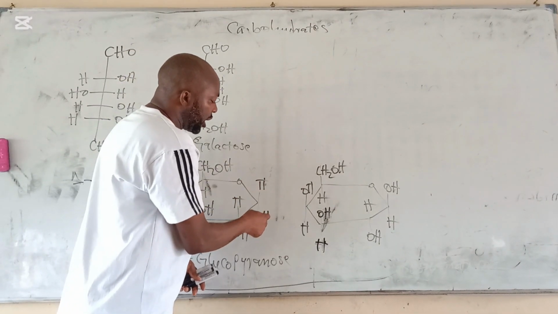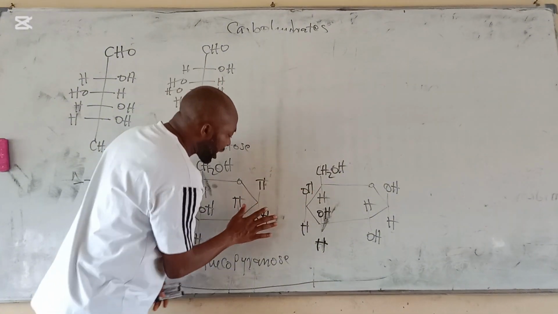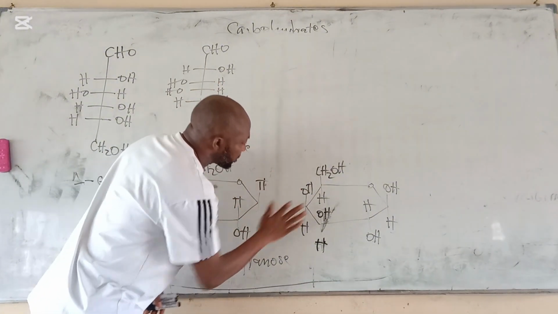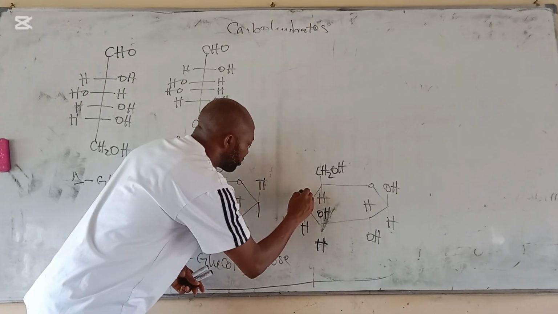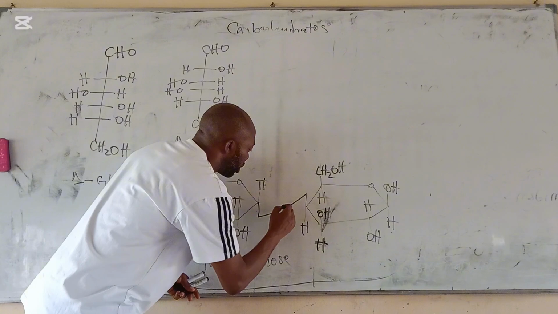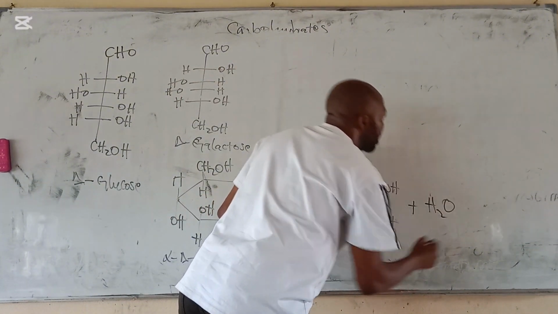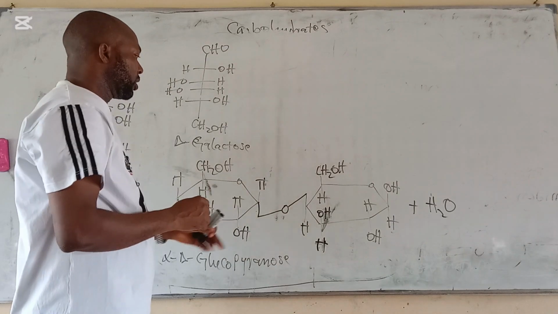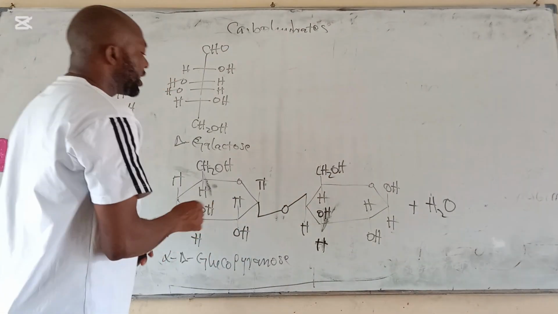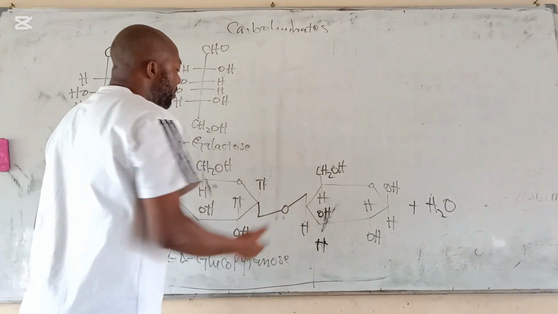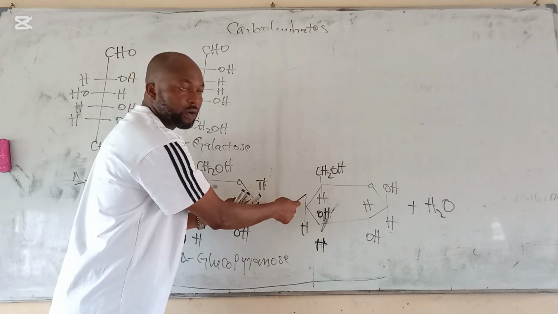Now I have H2 and oxygen. So if I take out this OH, I take out this OH and I bond them together. This is oxygen bonded. What is left is water, and this is my water that will be left. Then this is what I have. So in this case, how did I bond it? I bonded carbon 1 and carbon 4.